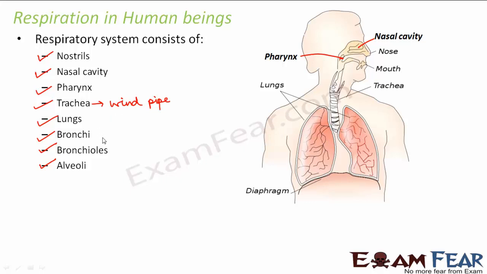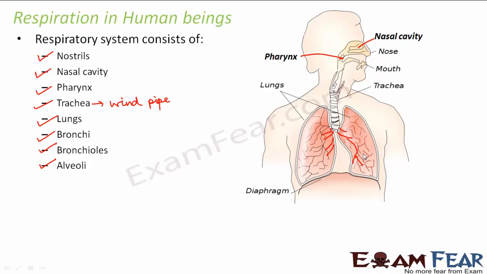Bronchi. What are bronchi? This trachea will divide like this in both the lungs. So the branches of the trachea are known as bronchi. The bronchi will further divide into smaller branches known as bronchioles, and bronchioles will again divide into further smaller branches, that is alveoli.